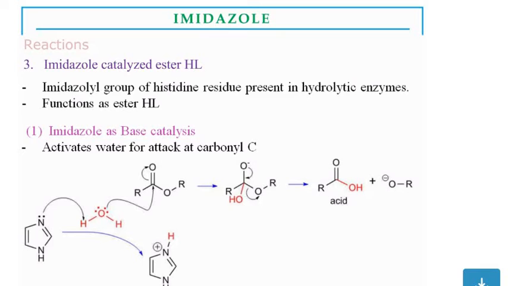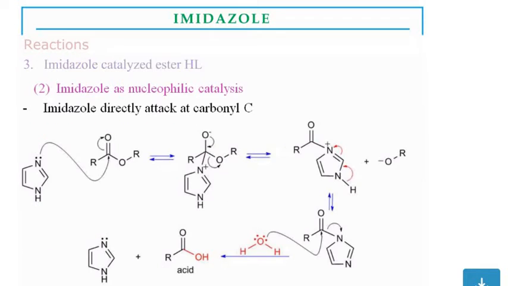Now you know imidazole catalyzes ester hydrolysis. The imidazole group of the histidine residue present in hydrolytic enzymes functions in ester hydrolysis. So imidazole as a base catalyst activates water for attack at the carbonyl carbon. You can see here the formation of imidazolium. You know imidazole can also act as a nucleophilic catalyst. Imidazole directly attacks the carbonyl carbon. You can see here it forming this type of intermediate.